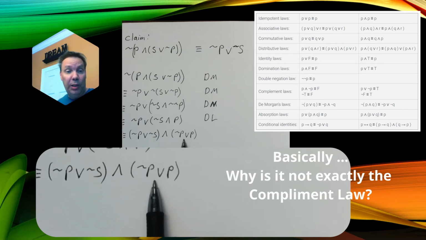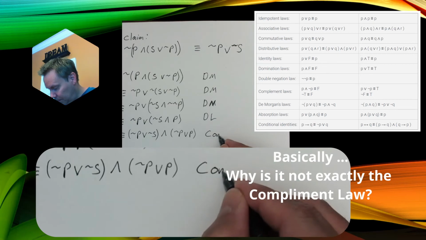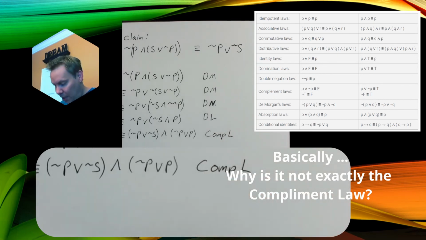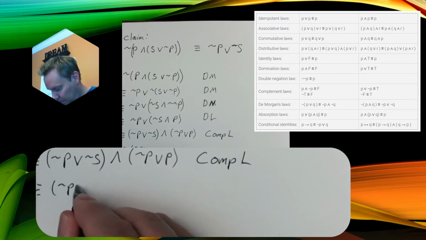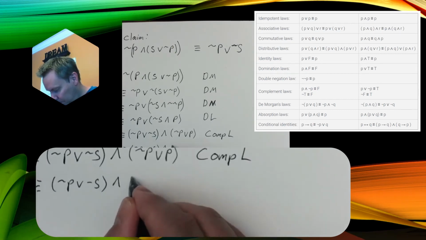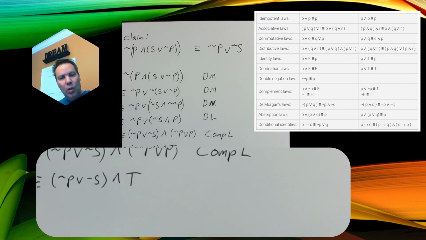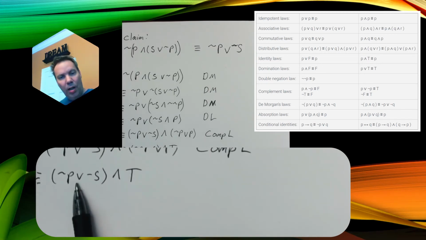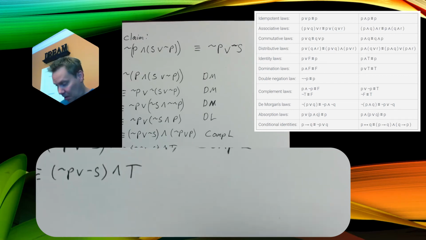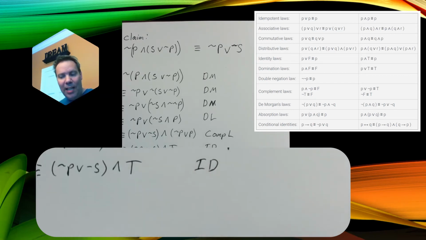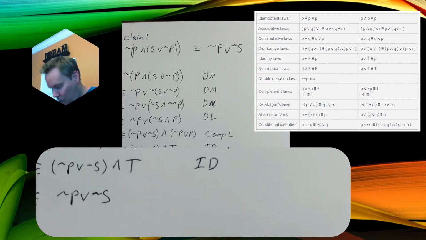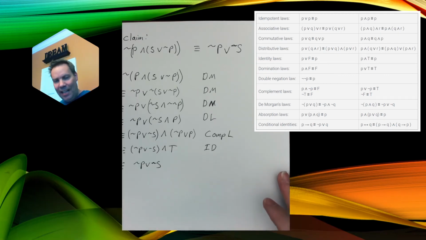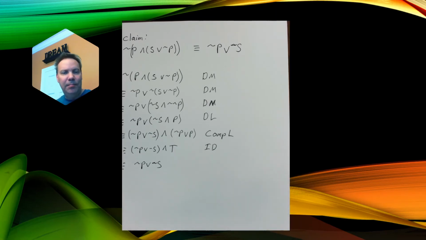This is called the complement law. And I can replace that with a truth statement. A compound statement and true. This is one of the identity laws. I could write down not P or not S. And that gets me exactly what I wanted.